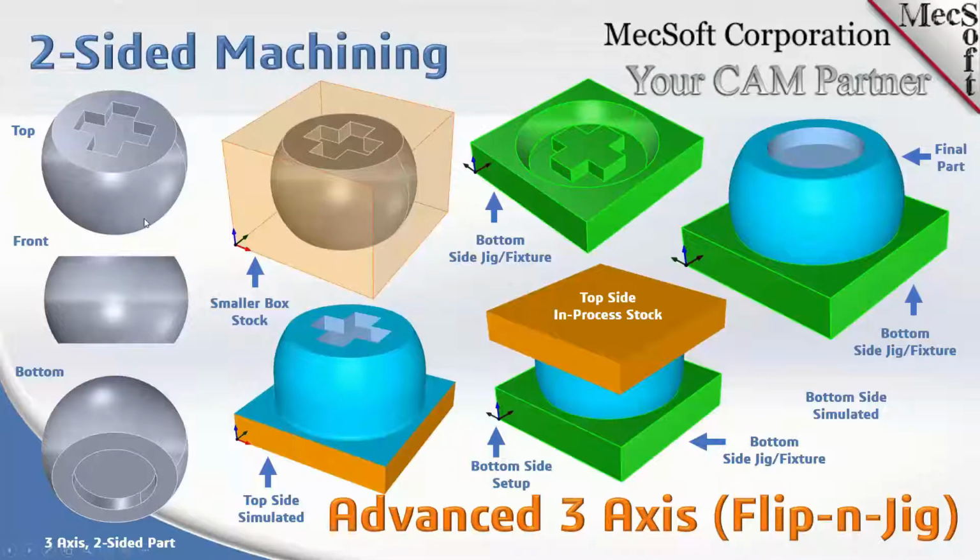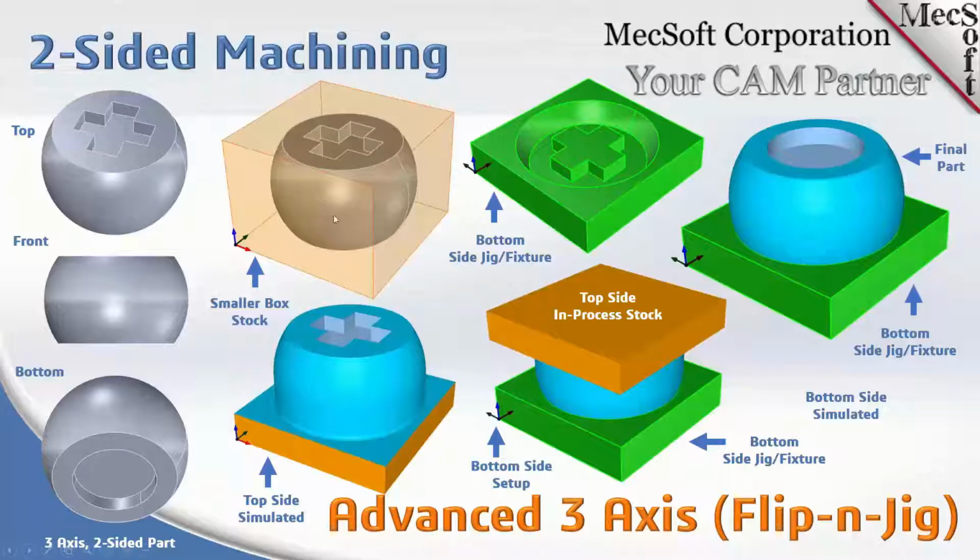So again, we're going to start over here on the left. We've got the same part as in the prior example, with a feature on both the top and the bottom that needs to be machined, and also the perimeter needs to be machined. So in the middle column, we created the stock box, and we oriented the part within the stock. The orientation of the part in the stock is not as important in this type of flip machining, only because you're going to be using a jig or a fixture to automatically align the part when you flip it.